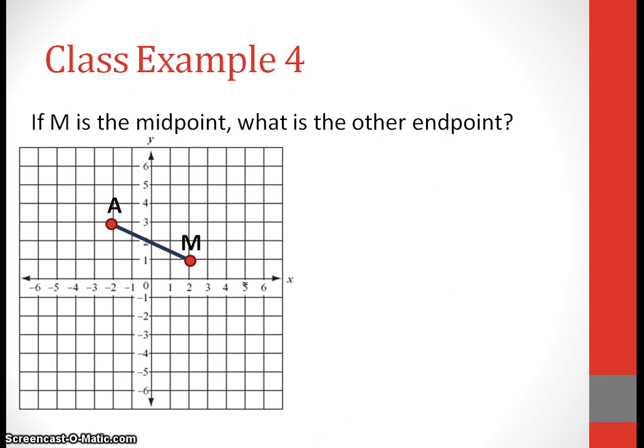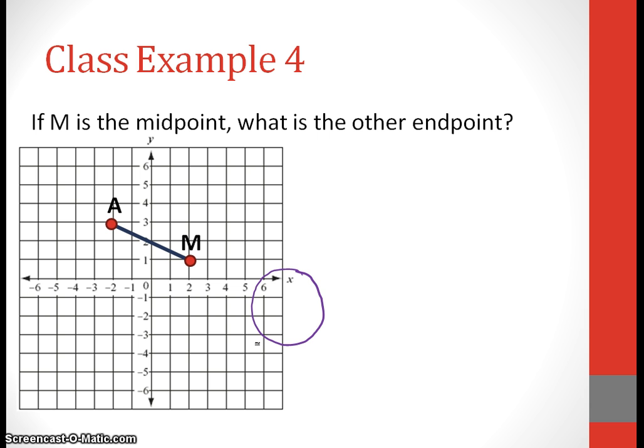We have one more class example. This says, if M is the midpoint, what is the other endpoint? So here is one endpoint, A. Here is the midpoint, M. They want to know the other endpoint. Well, where is the other endpoint going to have to be? If this is one endpoint, the other endpoint is going to have to be down here somewhere.